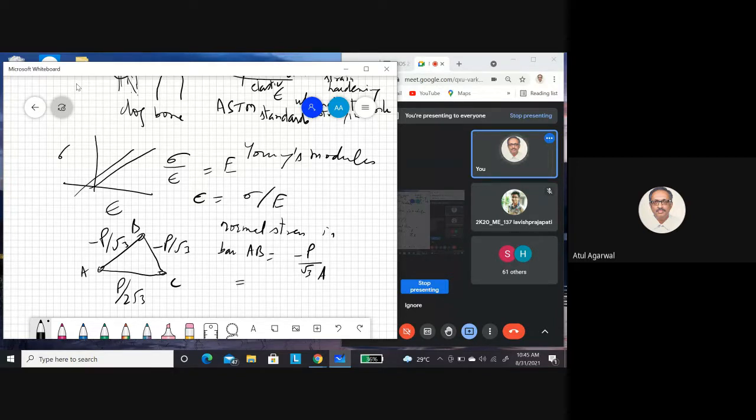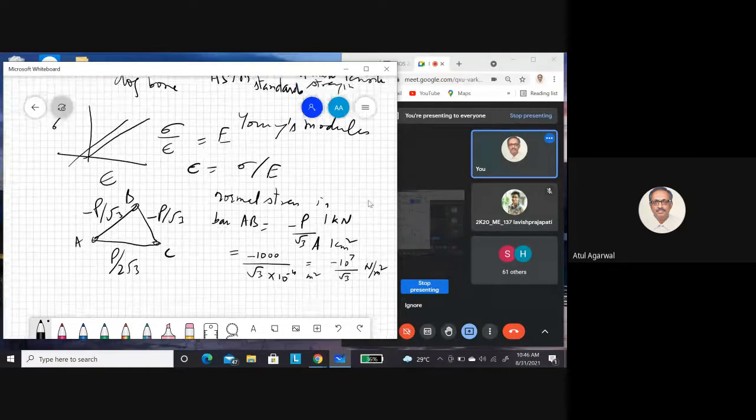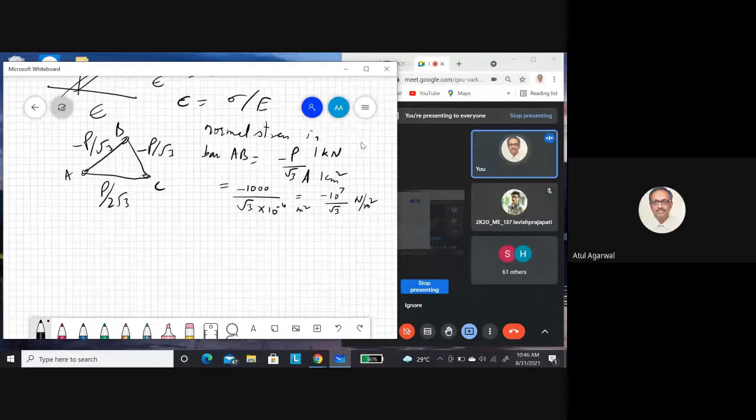Now suppose the force P is 1 kilonewton. So you got minus 1000 upon root 3. Suppose the cross-sectional area is 1 centimeter square. So what do you get? 10 power minus 4 meter square. So you are getting this, this is your stress. Any doubt? No, sir. So you are getting this stress.